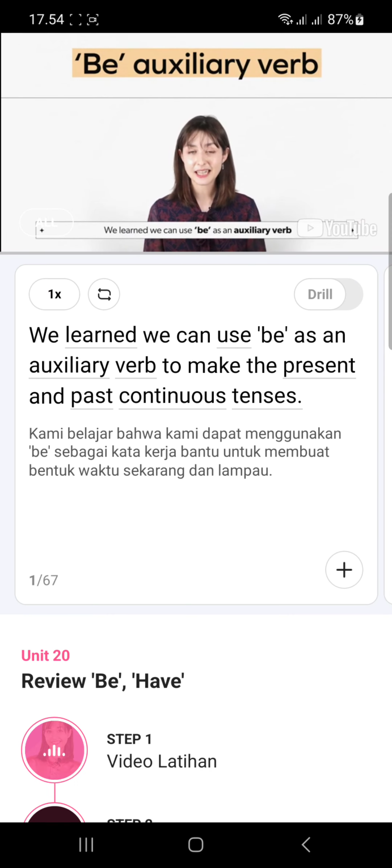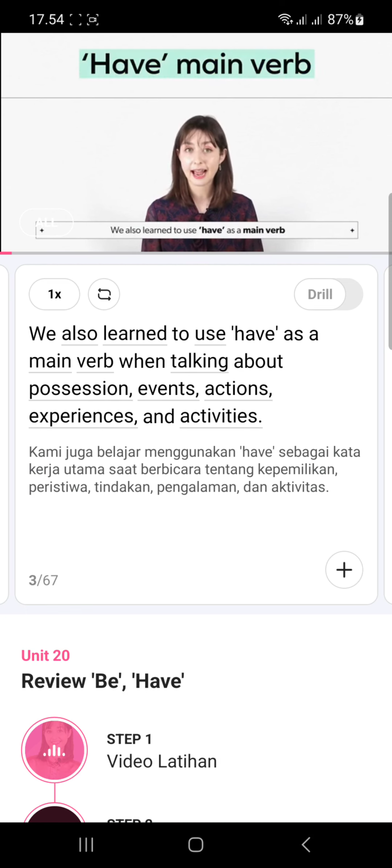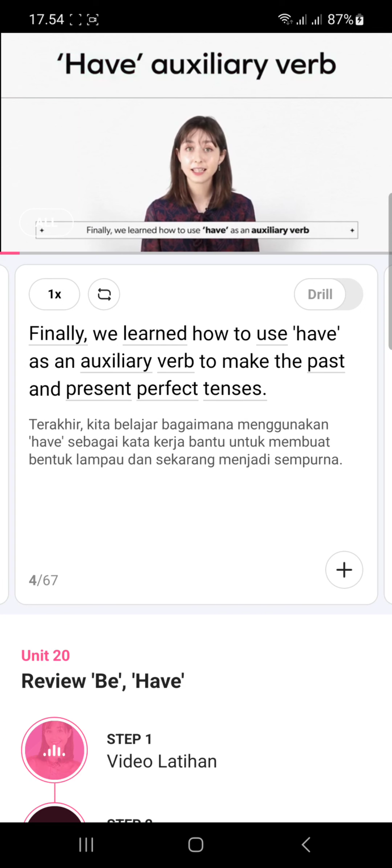We learned we can use be as an auxiliary verb to make the present and past continuous tenses. Adding an ing to the main verb is important for these tenses. We also learned to use have as a main verb when talking about possession, events, actions, experiences, and activities. Finally, we learned how to use have as an auxiliary verb to make the past and present perfect tenses.